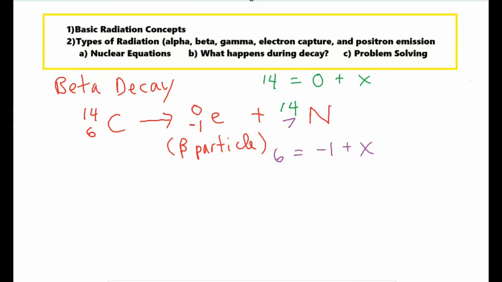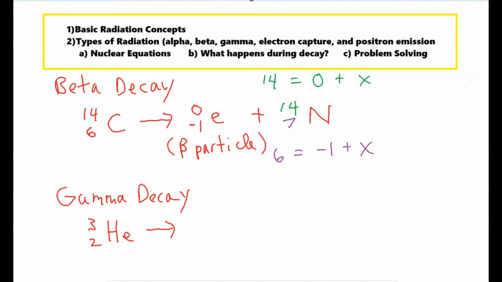All right, moving on, we're going to go to gamma decay. So for gamma decay, we might start off with something like helium-3. So helium-3 has a mass of 3, and it always has an atomic number of 2.